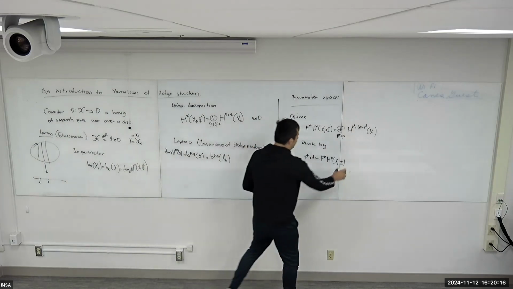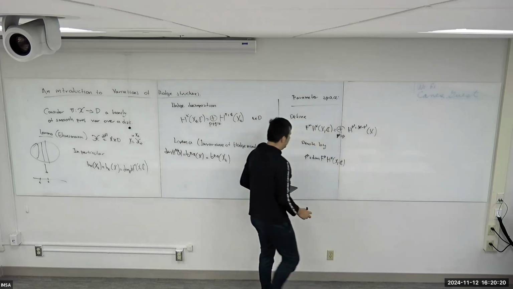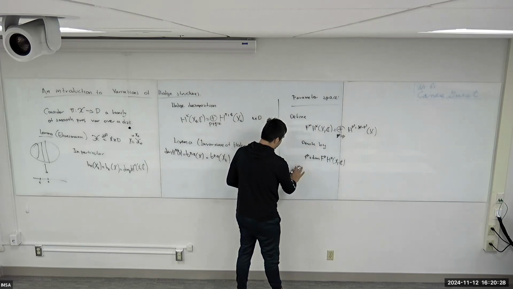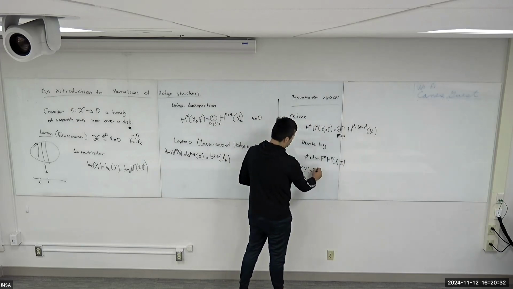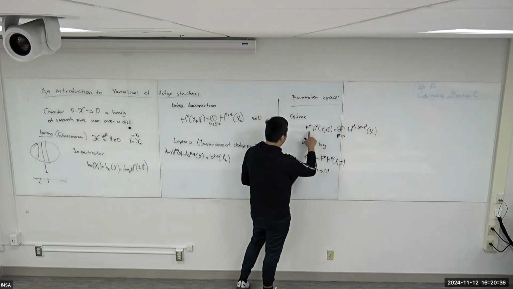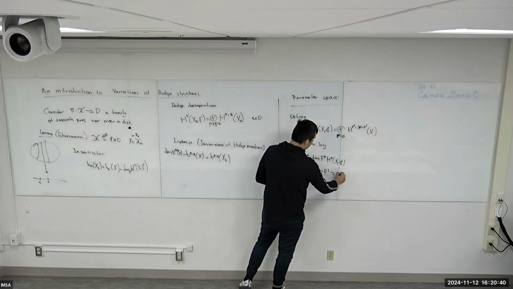Now this filtration is decreasing. What is the meaning of this? It means that F^0 is going to be the whole H^k. And if I increase the number here, it's going to be included in the one before.